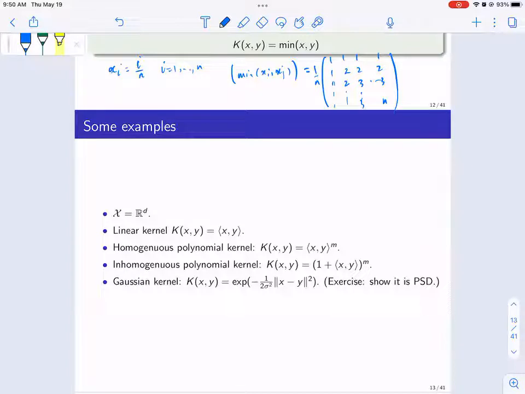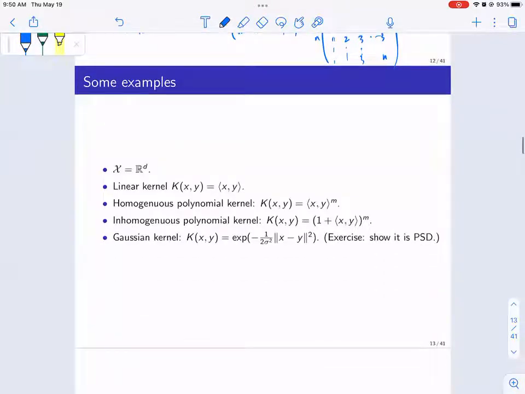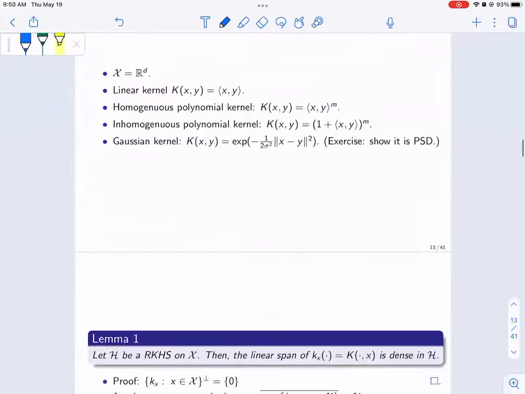So if these are positive semi-definite, which you can verify they are. This one is easy to show that it's positive semi-definite. This might be a little bit more tricky. And this, for example, produces polynomials of degree m. This is homogeneous polynomials, and this is inhomogeneous polynomials. And this is a Gaussian kernel. Proving this is PSD is a little bit harder, but you can use Fourier analysis. Okay, I'll come back maybe to these.